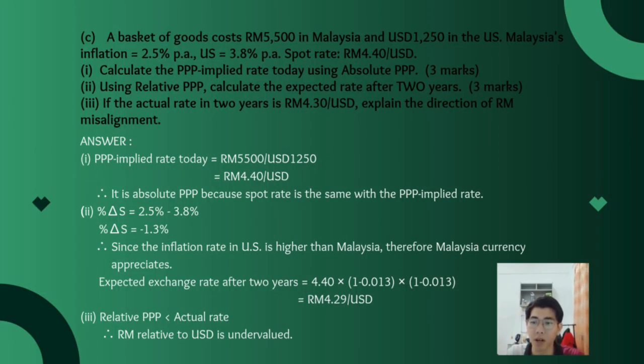So the answer, Roman 1: RM 5,500 over USD 1,250. So the answer is RM 4.4 over USD. It is absolute PPP because the spot rate is the same as the PPP implied rate.